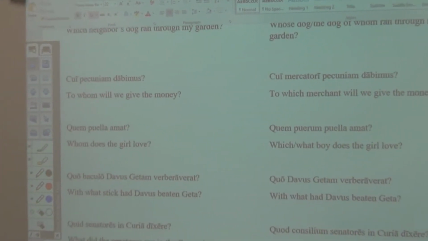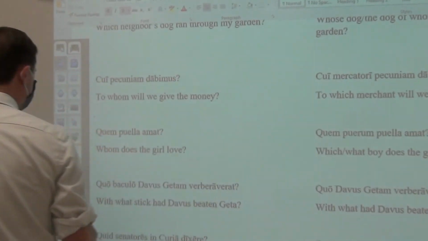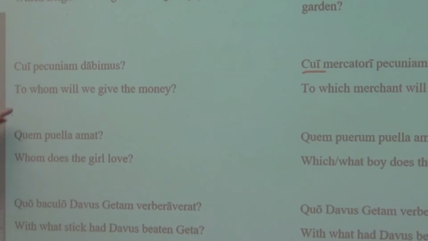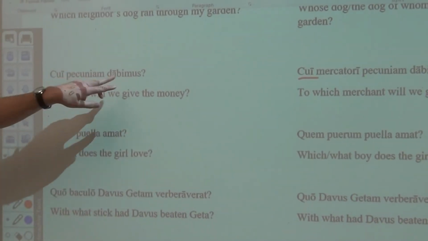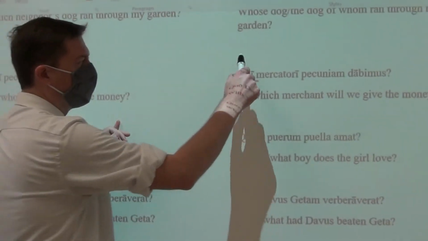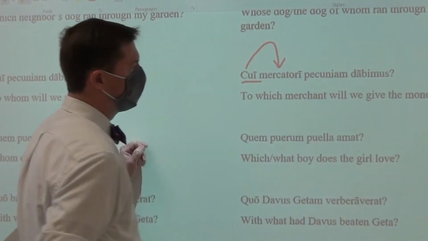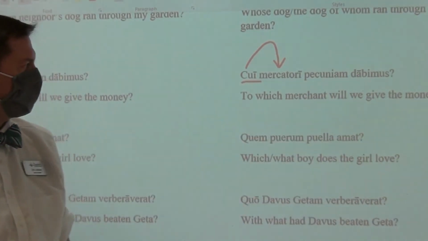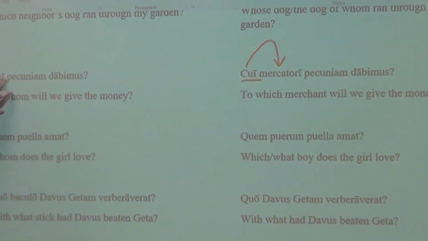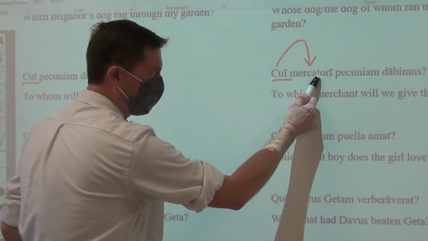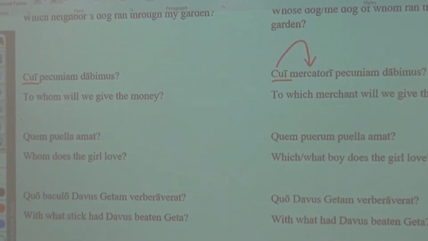Look at the third one. Cui pecuniam dabimus. And here you have cui as well. To whom will we give the money? Over here, cui is modifying mercatori, and not to whom, but to which merchant will we give the money. And thus, even though cui and cui are identical, I know that this is the interrogative adjective modifying mercatori, whereas that's the interrogative pronoun.